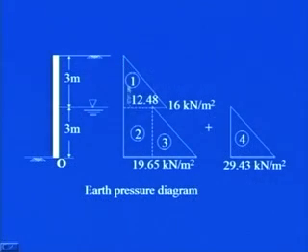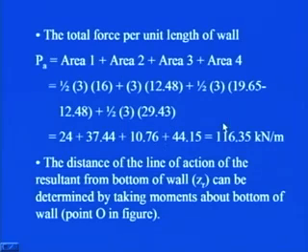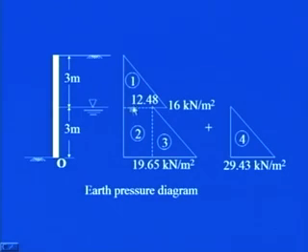Area 1, which is this triangular area, then area 2, this rectangular area, area 3, this triangular area, plus area 4, which is due to pore water pressure. So, you see, the total force per unit length of the wall, that is the total active force, is equal to area 1 plus area 2 plus area 3 plus area 4. Now, since it is simply triangles and rectangles, it is very easy to find out the areas.